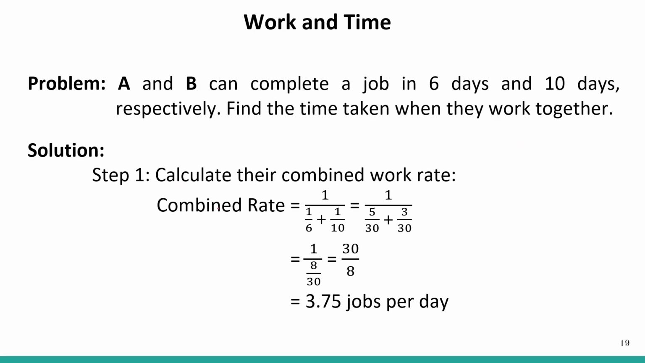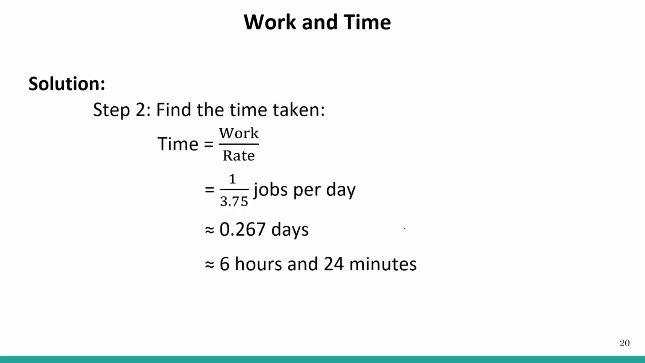Step 1 is calculating the combined work rate. The combined work rate will be 1 by 6 plus 1 by 10, that is equal to 8 by 30. So 0.267 jobs per day is the combined rate. In step 2 we find the time taken. Time is work by rate, so 1 by 3.75 is equal to 0.267 days. So 6 hours and 24 minutes is what they take to complete the task.